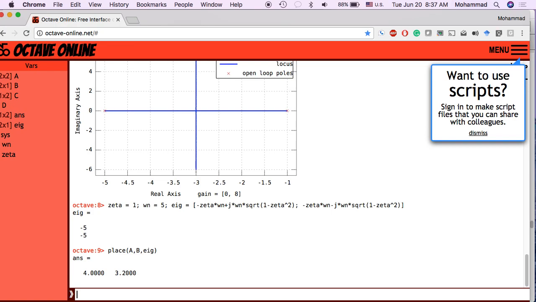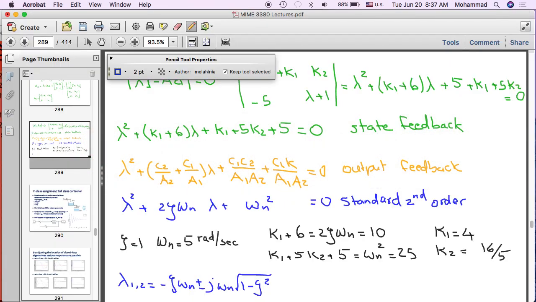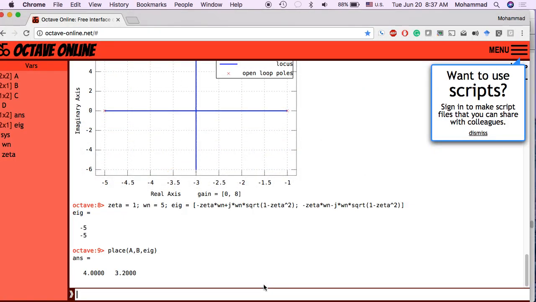Does it match with what we found in our hand calculations? Yeah, 4 is 4, and 16 divided by 5. Yes, sir. That command doesn't work on the actual version of MATLAB. You're absolutely right. You know what the reason is? Because the two poles are repeated.